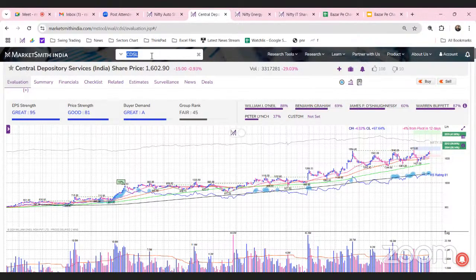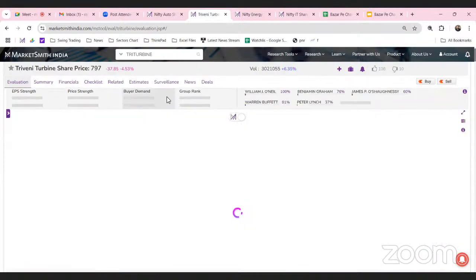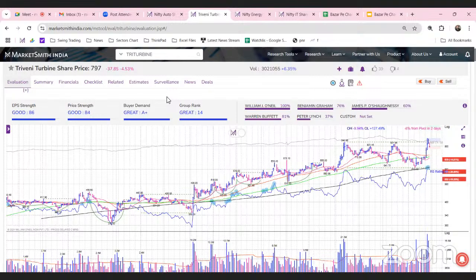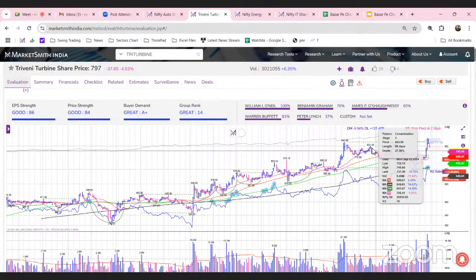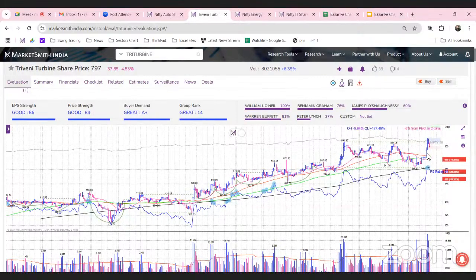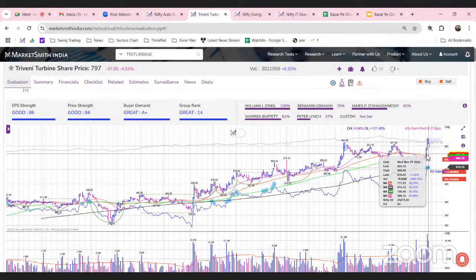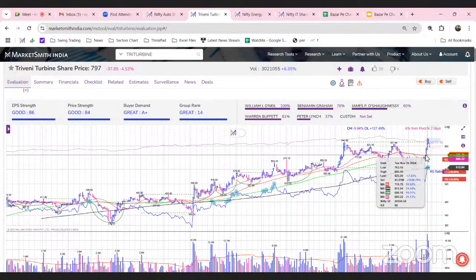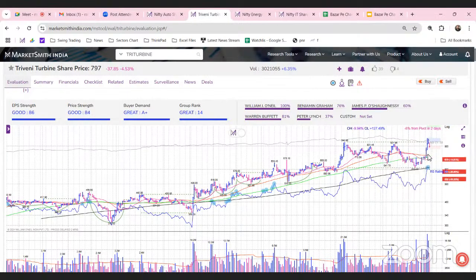Next is Triveni Turbine. So Triveni Turbine has a bullish trend. In this week only, it has recorded a new all-time high. And after recording the new all-time high, today this stock is showing some profit booking, not negativity, but profit booking at a higher level, and lost around 4.5%. But the trend is still positive, no doubt at all.